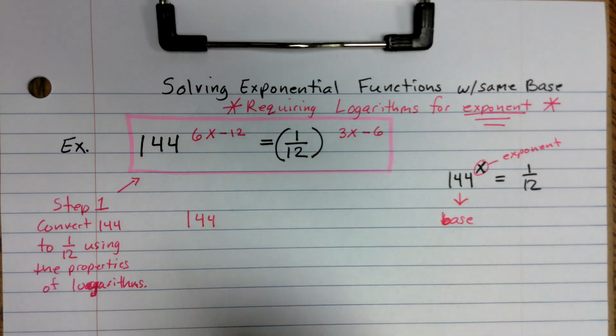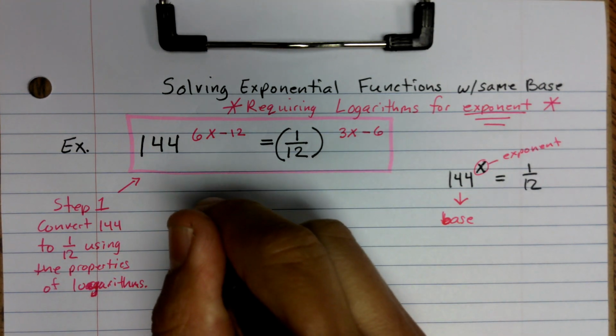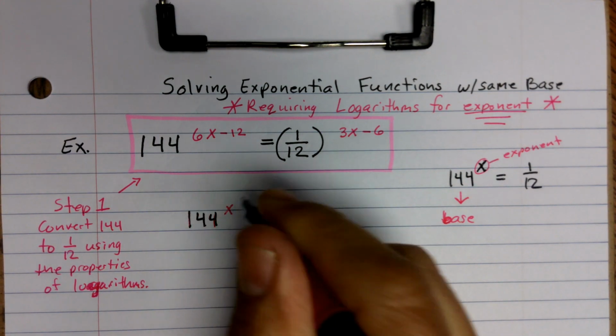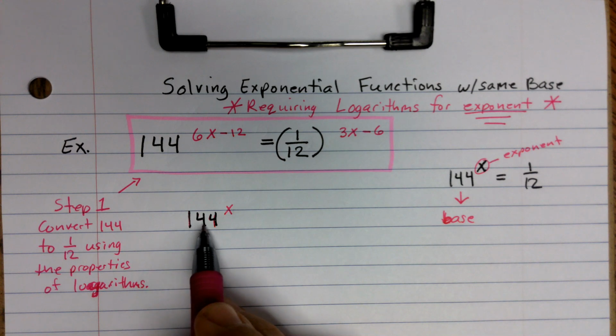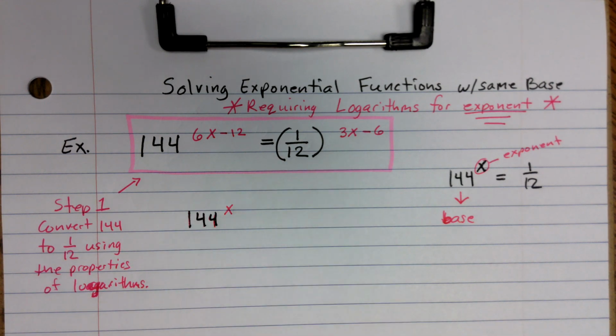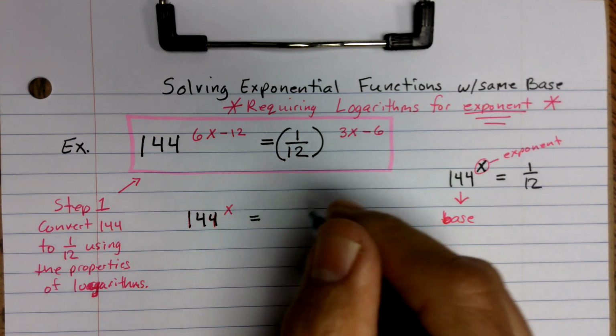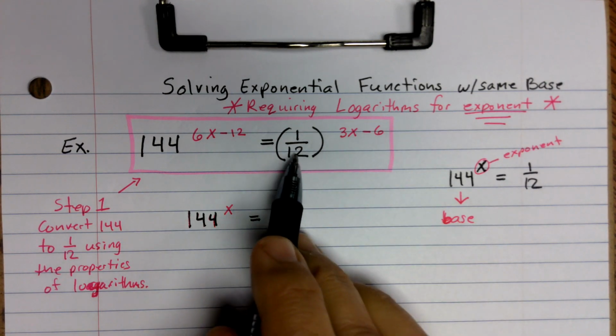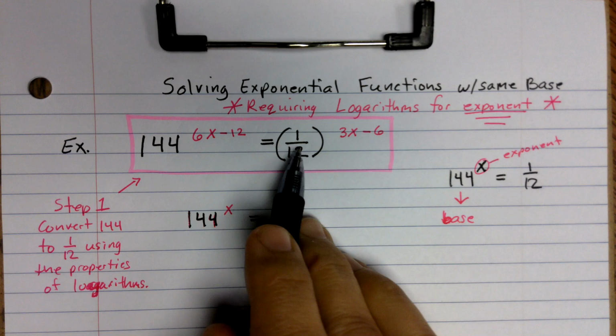So let me show you what I mean. So I have 144, and actually I'm going to write my exponent with a variable x, because I don't know what it is. I don't know what this exponent needs to be to change 144 to 1 over 12. I'm going to set it equal to 1 over 12, because that's my goal, is to make these two bases the same.